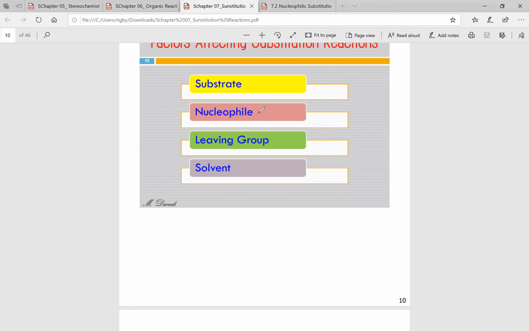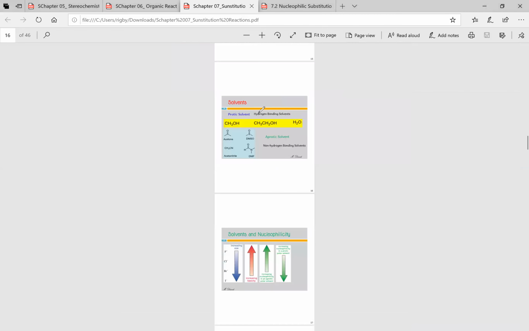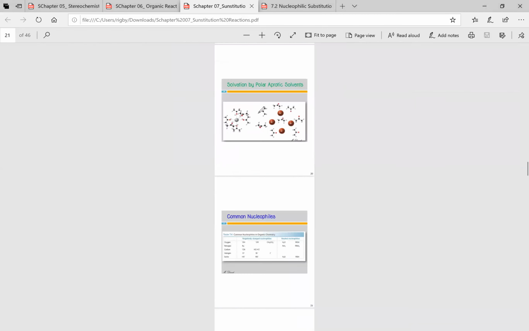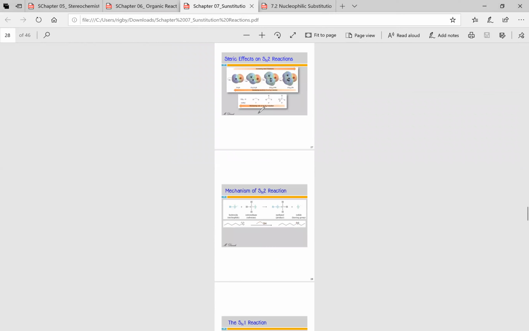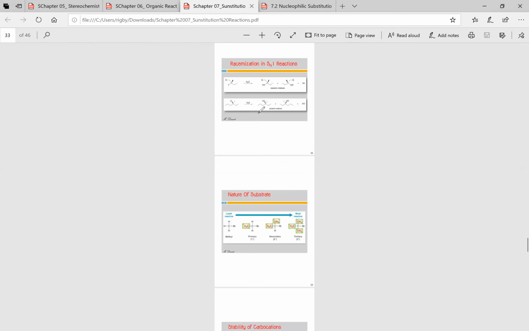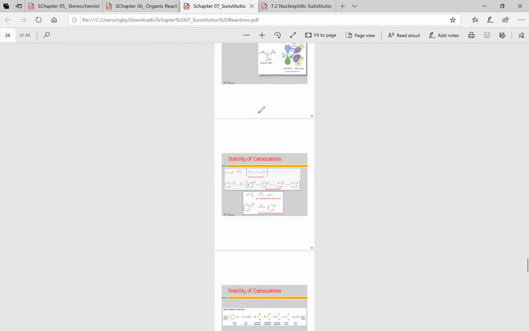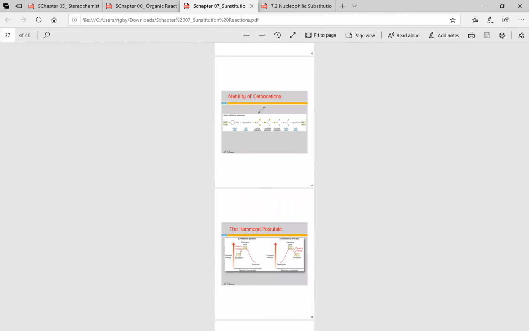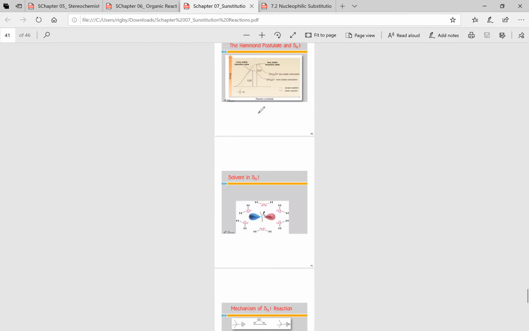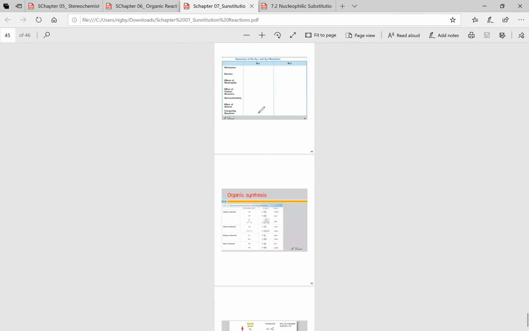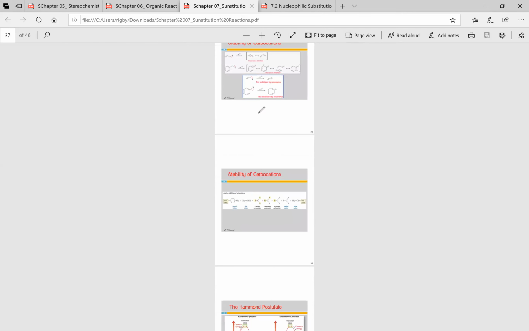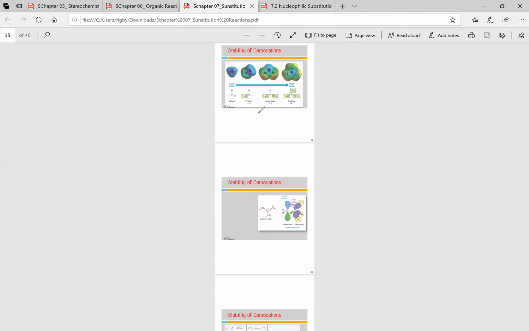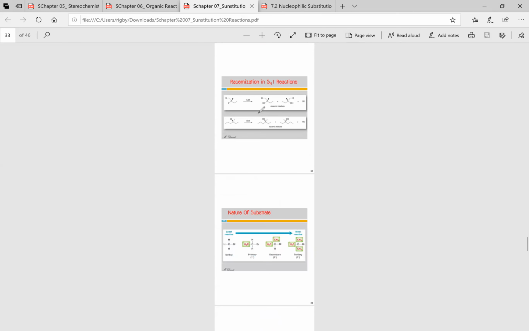So I'm just going to go ahead and skip down to that right now. Leaving groups are essentially defined by how good they are at leaving. Surprising, I know, but you can think of leaving groups as sort of analogous to our acid-base reactions. Remember we talked about how the more stable the conjugate base was, the better the acid was. It's the same concept here. The more stable the leaving group is on its own, the better it is at being a leaving group.